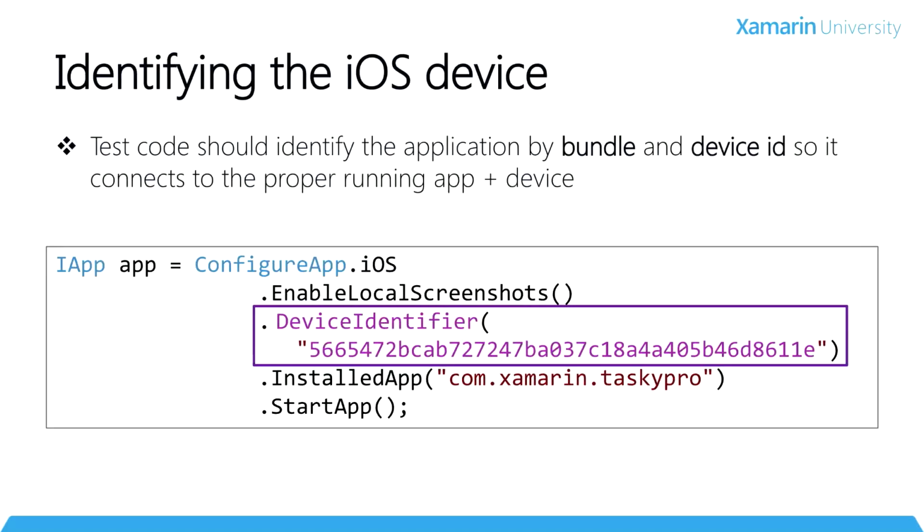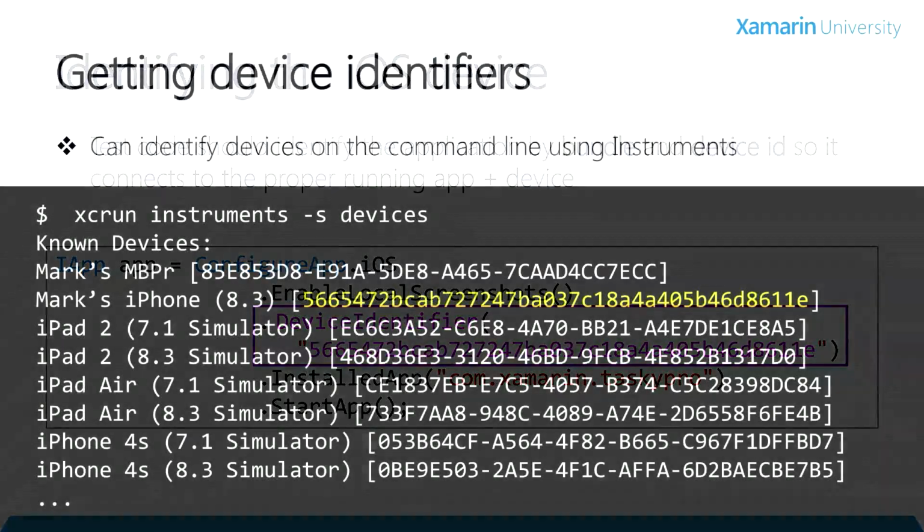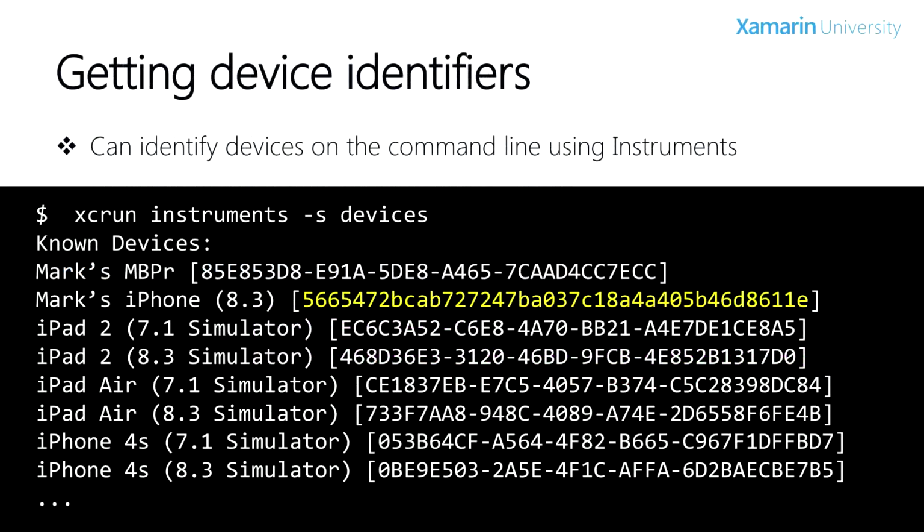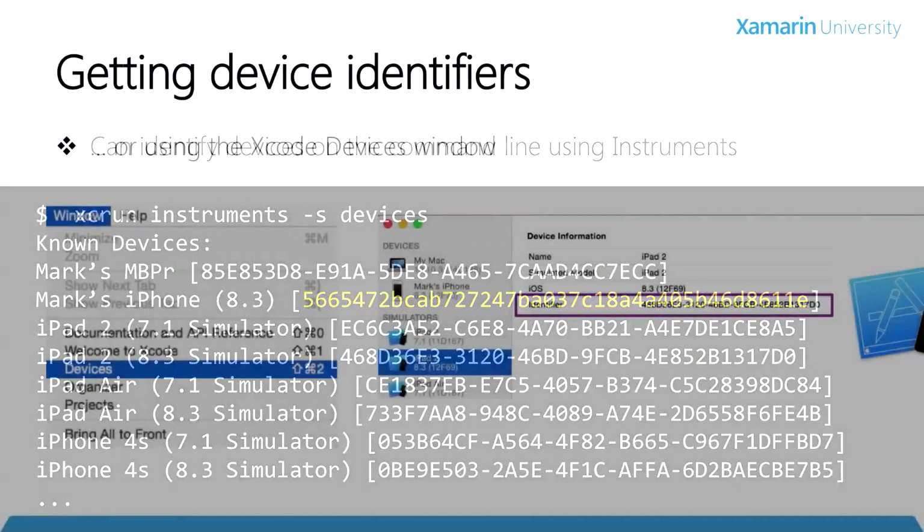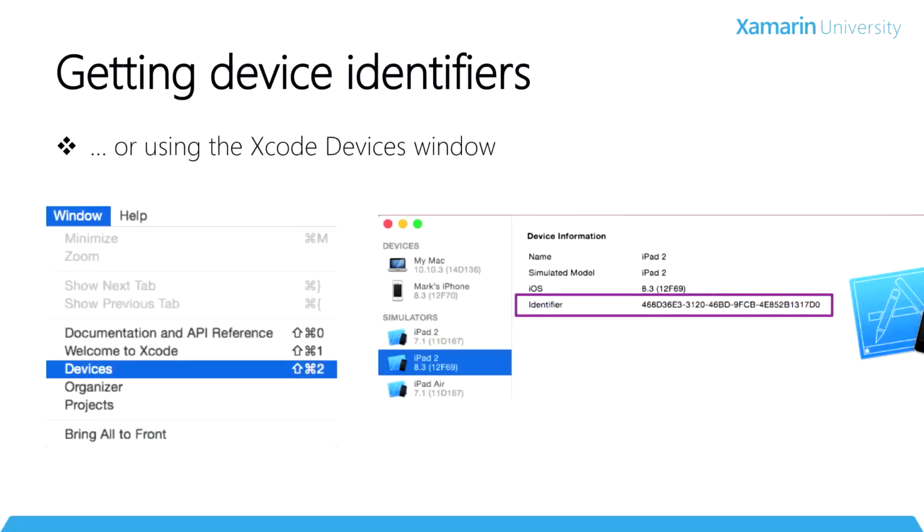You can get this identifier in one of two ways. The easiest way is to use a command line prompt and run the instruments command. As you can see here on the slide, this dumps out all your connected devices and configured simulators and shows you all the assigned device IDs. Copy the value in between the brackets and paste it into your test code to target that specific device. Now, if you want to avoid the command line, then you can use the devices window in Xcode as well. This will provide the same value, but in a GUI.